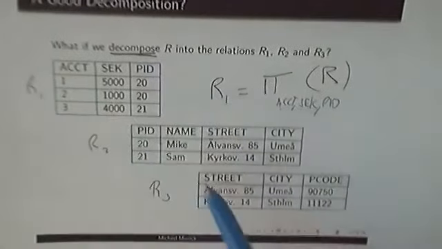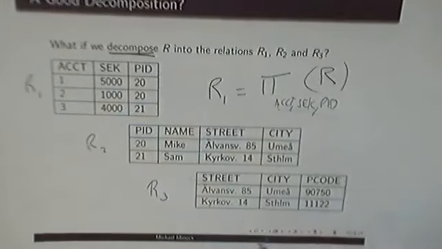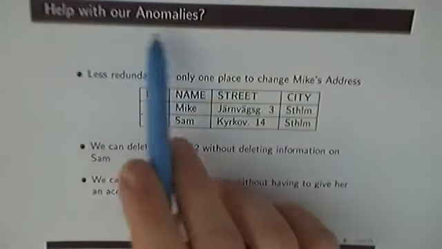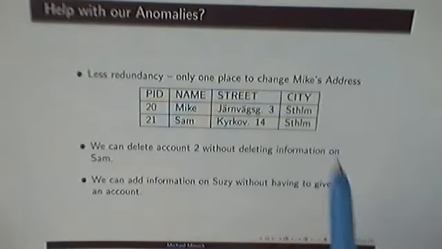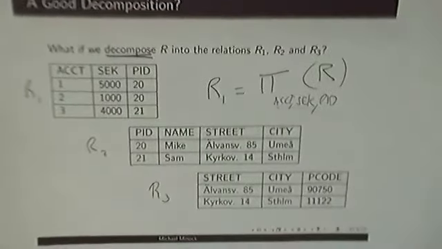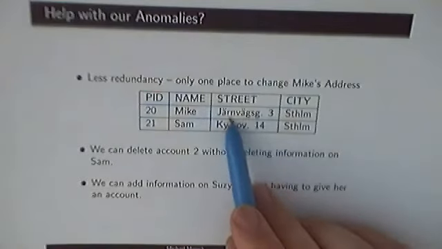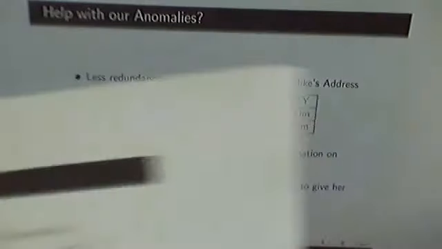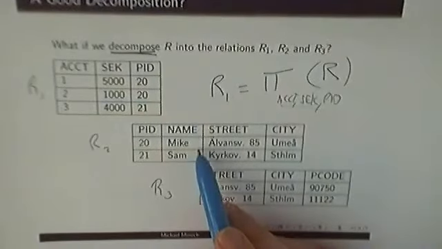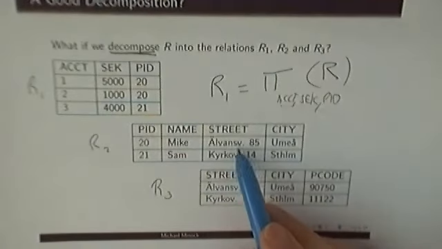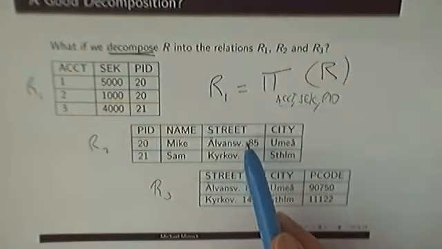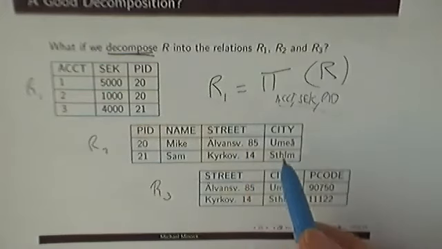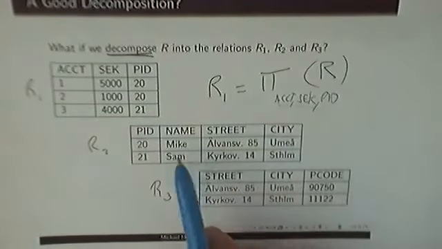Is this decomposition any good? Is this a good decomposition for us in any way? Let's see. Does it help us with our anomalies? There's less redundancy now. So if I'm going to change Mike's address, because I was changing it to Järnvägen in Stockholm, I just go to this table here and make the change here, and then any record of living at that old address is gone. So there's only one place. I don't have this update anomaly where I have to update a series of tuples. I just have to update one tuple now.